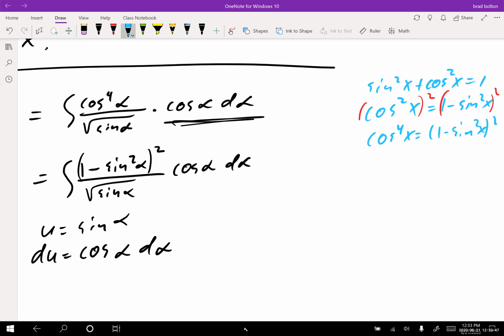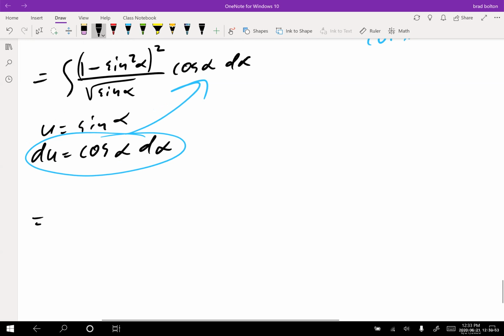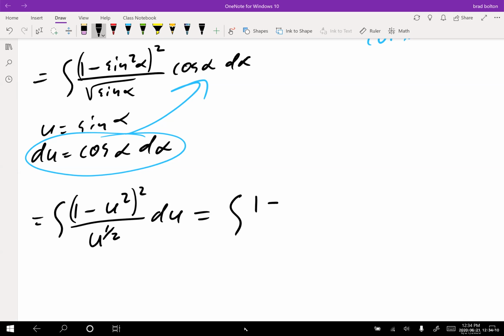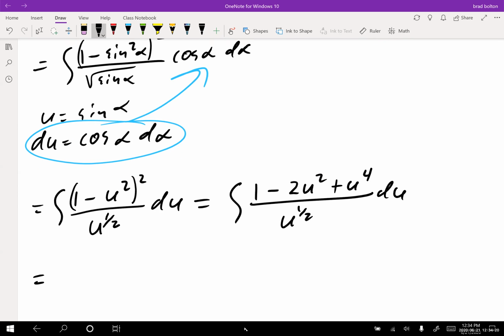And again, this is perfect. So that means, let's rewrite this. We have the integral of 1 minus u squared all over, now sine of alpha square rooted is u to the 1/2. And then du is the leftovers. I have to do a little bit of work here. This becomes 1 minus 2u squared plus u to the 4th all over u to the 1/2 du. If I divide that, that's u to the negative 1/2 minus 2u to the 3/2 plus u to the 7/2, du.